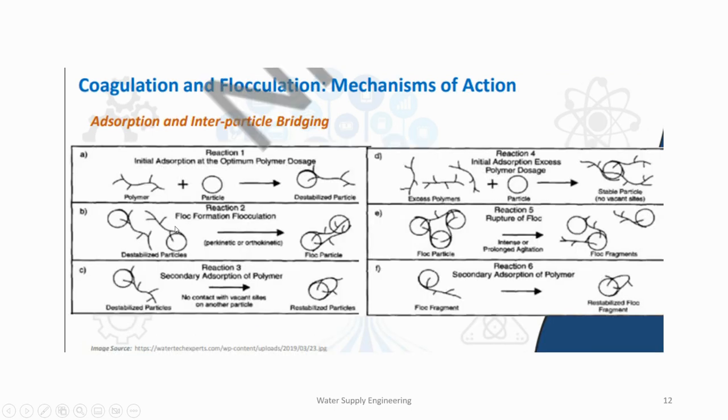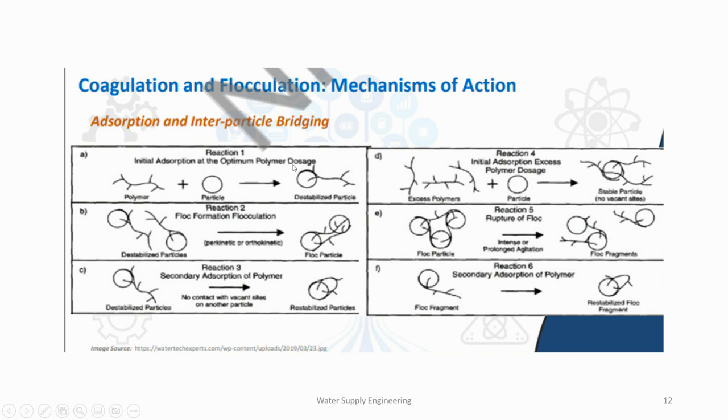Then adsorption and interparticle bridging. So if we are adding coagulant as polymers, if it is optimum dosage, these will get attached to the particles forming destabilized particles, and many of them may get attached to each other to form flock particles. Also, these destabilized particles may undergo a secondary adsorption, forming restabilized particles. So this will happen under optimum polymer dosage.